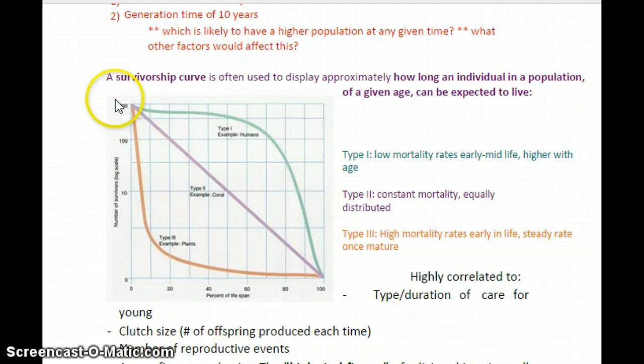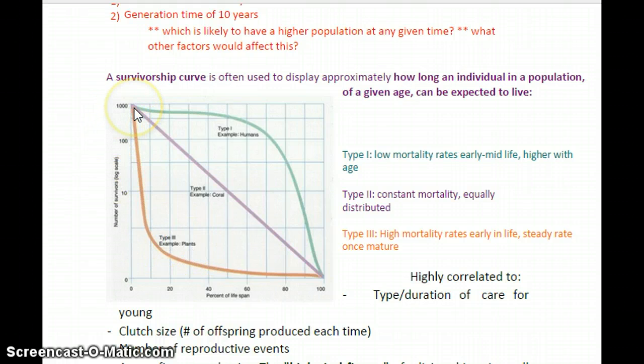Type 2, constant mortality rate, so basically equally distributed. So the mortality of an older coral, in this case, is pretty much equal to that of a younger one. So their chances of surviving at any given age are about the same. Type 3 is kind of different. So type 3, high mortality rates early in life, but then a steady state once they mature. And really the best example here is plants.